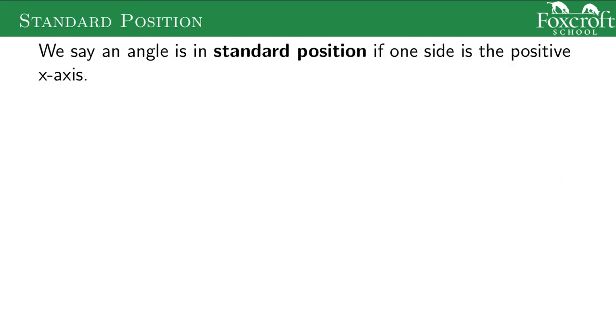So we're going to say an angle is in standard position, which is like the one we're going to expect it to be, if one side is the positive x-axis. So if I had my xy plane, I have an angle if one side is this positive x-axis and the other side can be anywhere. So that's an angle in standard position. This is an angle in standard position, and then this would not be in standard position because one of the sides is not the positive x-axis.